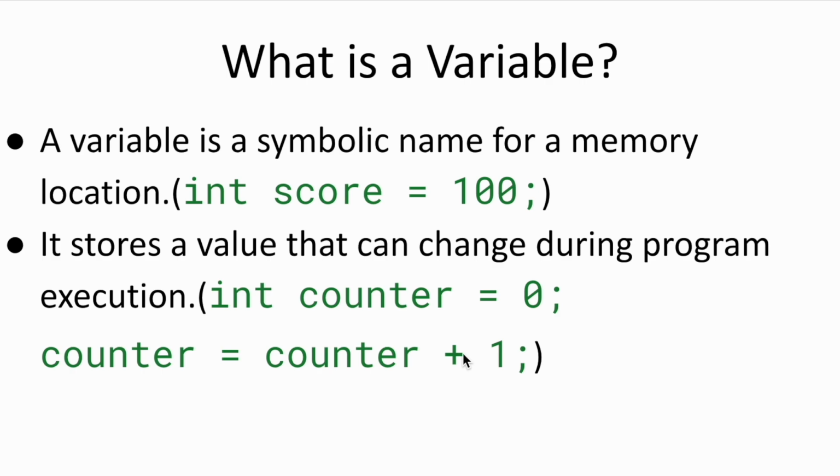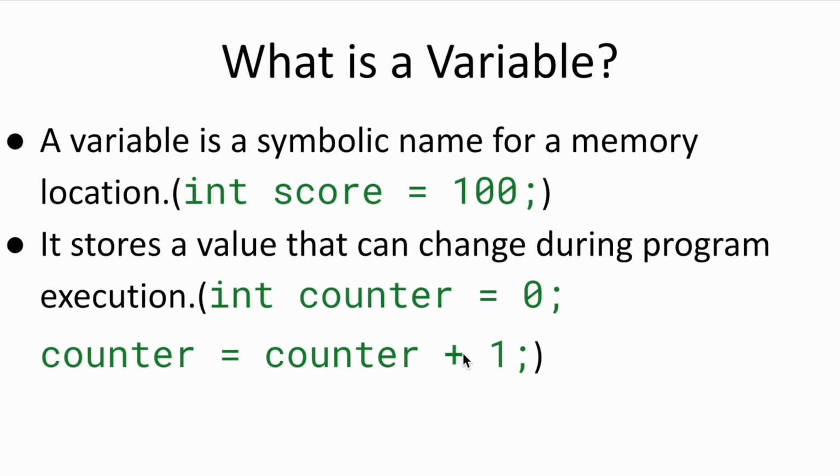From a low-level perspective, changing a variable means the CPU writes a new value into the memory address that was originally reserved for that variable.